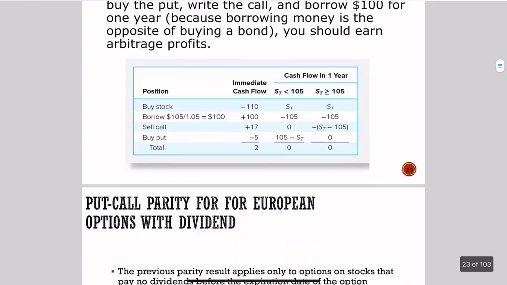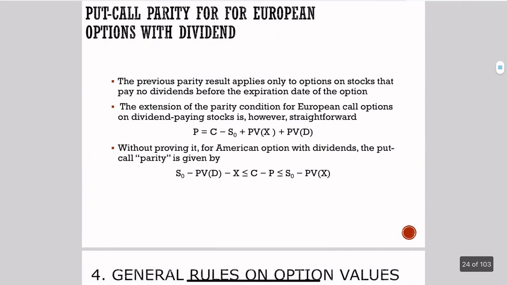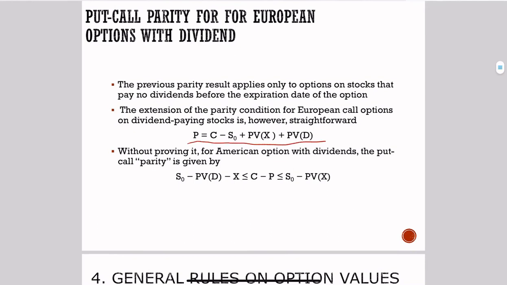And then we also talked about a more general form of put-call parity, that is when the share is paying dividend, right? If you have a dividend paying equity, what you will get is a result like this. That is, C plus present value of X plus present value of D equals S0 plus P, right? Okay, great.